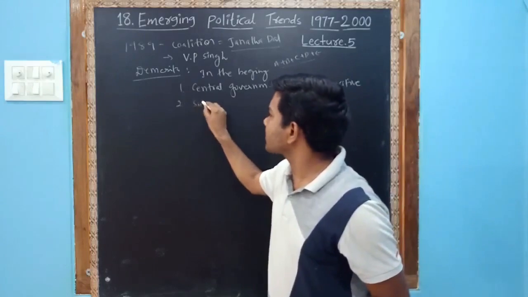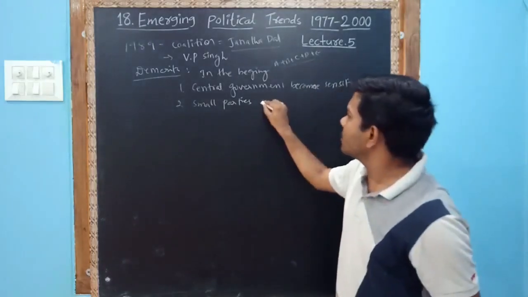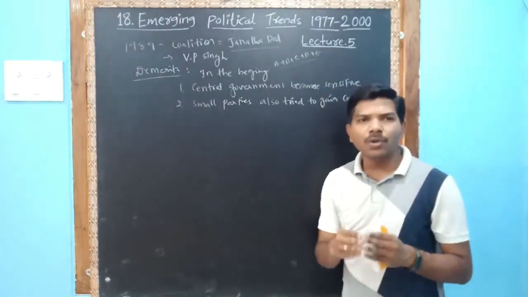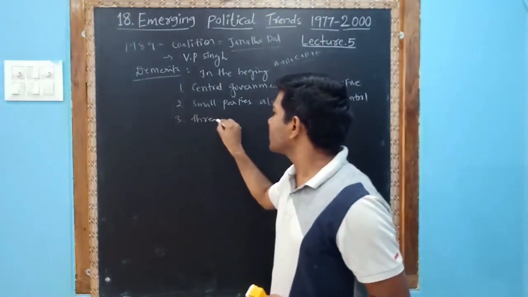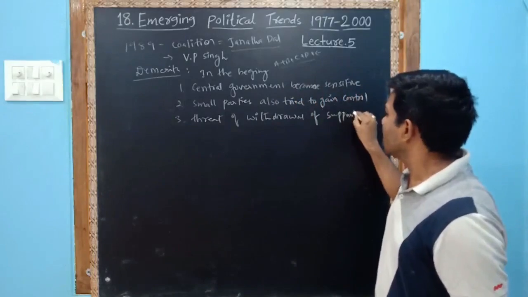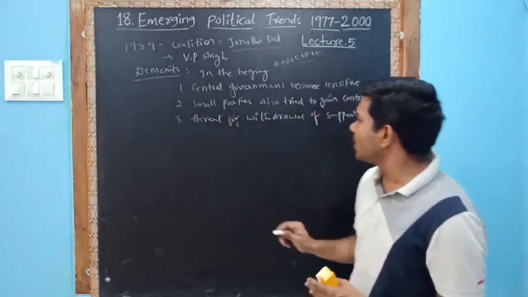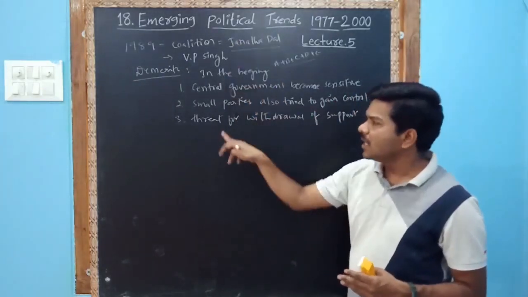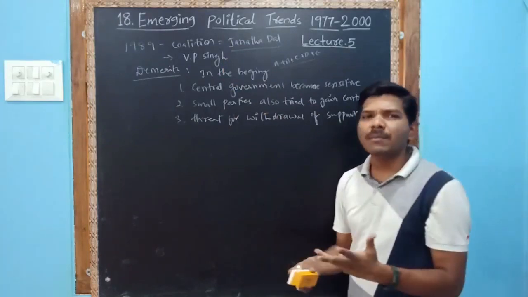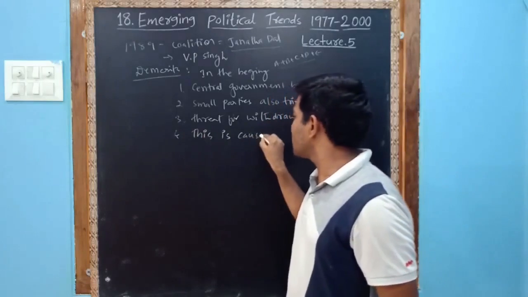Next, even small parties, sometimes two or three member parties, also try to gain control. For what? There is a threat of withdrawal of support. They are threatening the coalition parties and the Prime Minister that if he doesn't listen to them, they may withdraw their support. Because of that, sometimes the Prime Minister doesn't have any powers. So this causes policy paralysis.